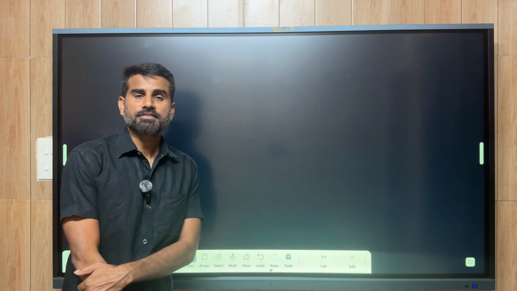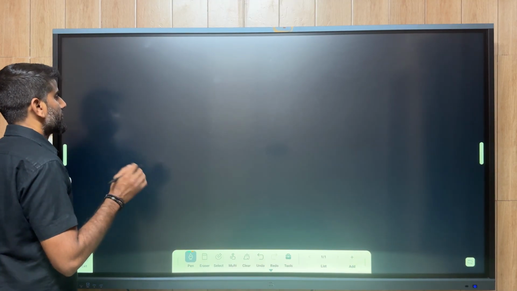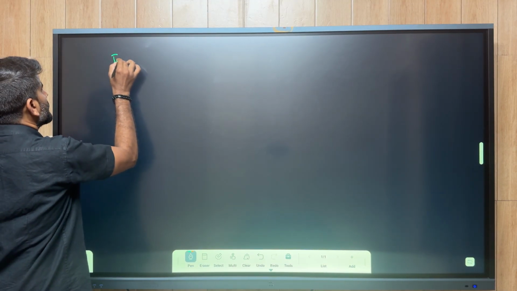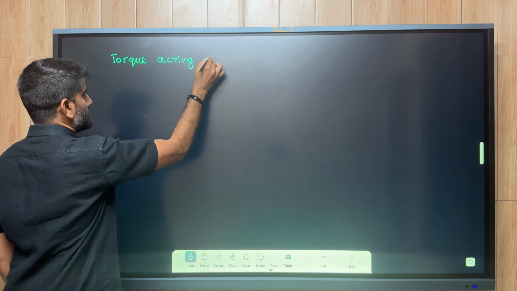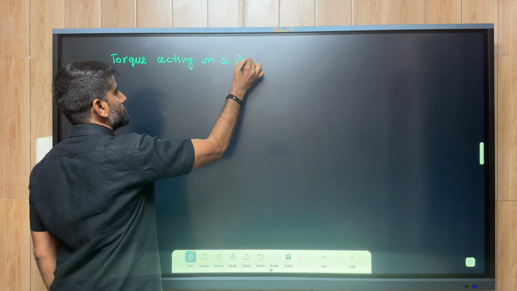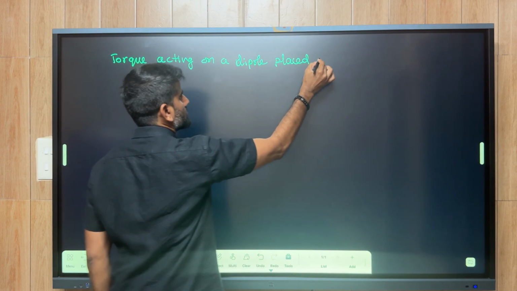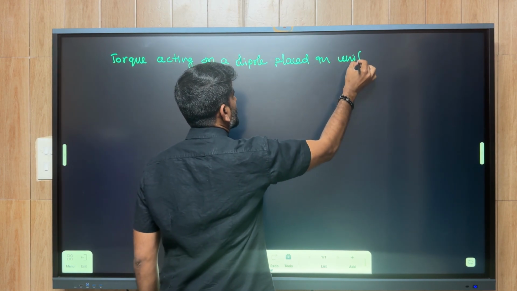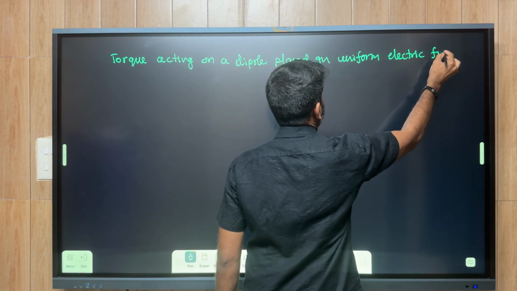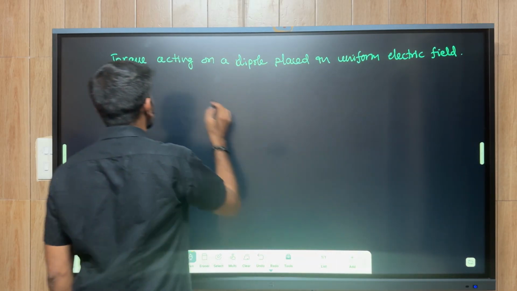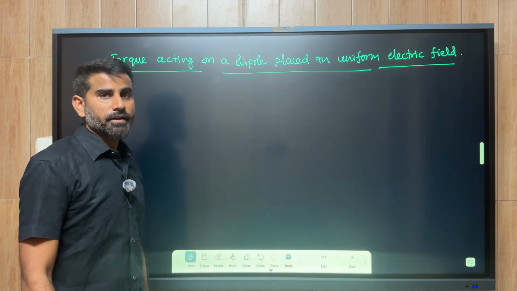So what are we going to learn in this lecture? The torque acting on a dipole, that too placed in uniform electric field. So we are going to find the torque acting on a dipole which is placed in uniform electric field.